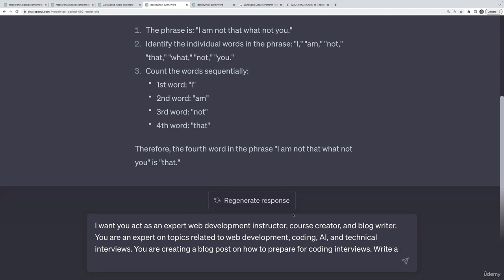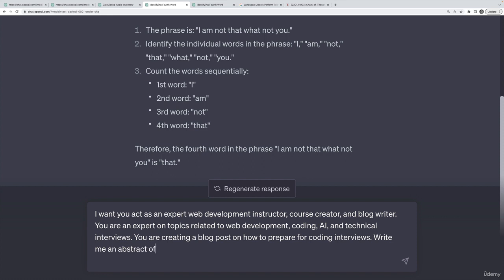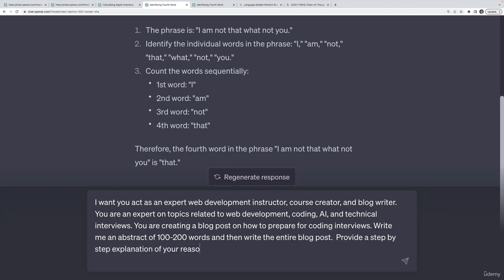I want you to act as an expert web development instructor, course creator, and blog writer. You are an expert on topics related to web dev, coding, AI, and technical interviews. You are creating a blog post on how to prepare for coding interviews. I'll say, write me an abstract of 100 to 200 words, and then write the entire blog post. The new thing is that I'm then going to say, explain or provide a step-by-step explanation of your reasoning for every decision you make. So let's see what happens here.